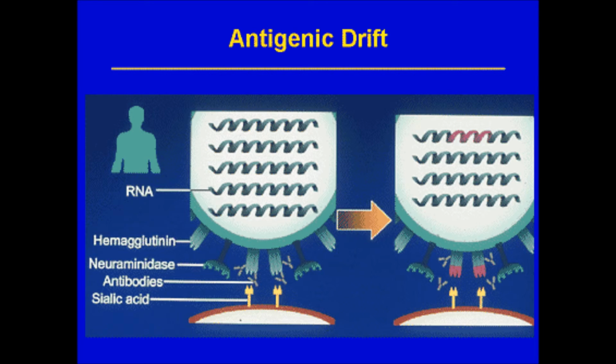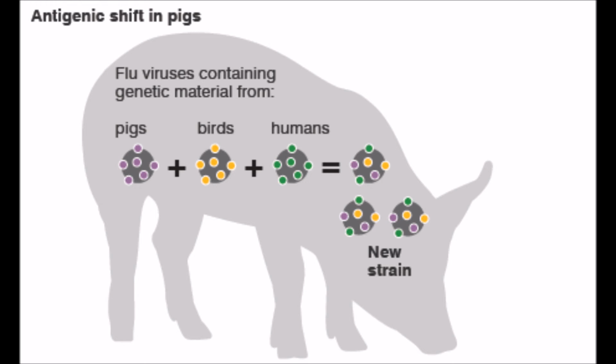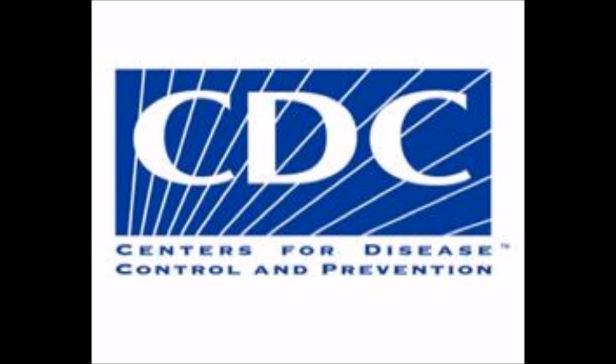In the virus's case, the shape of the hemagglutinin and the neuraminidase can change so that antibodies can no longer stick to them. Antigenic shift is when an animal is infected by two types of viruses, which results in a completely new combination of hemagglutinin and neuraminidase. This was the case in the 2009 swine flu, when presumably an avian flu and a human flu combined in a pig.